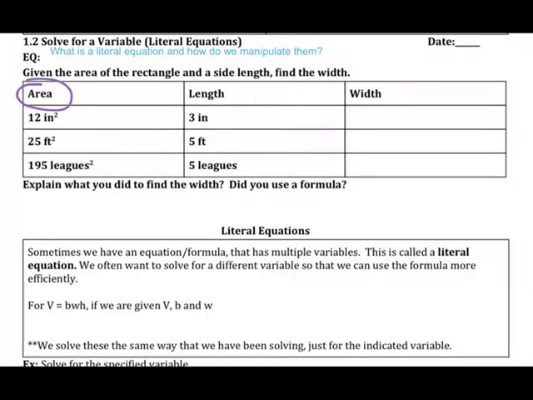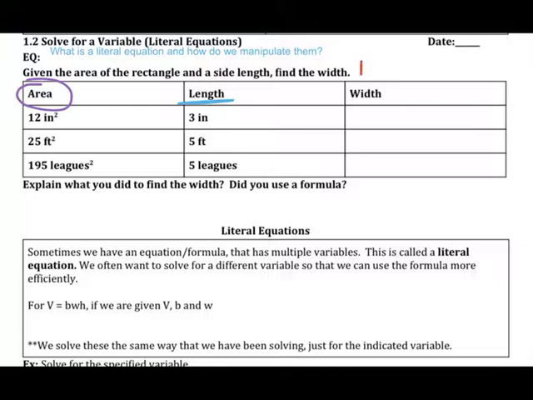rectangle, and one side length, could you figure out what the other side length is? Or if you were given the area and the length, could you find the width? So go ahead and pause this video and see if you could figure out what should go in that width column for each of those dimensions.